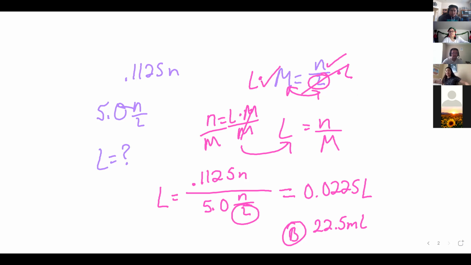Oh, I see a chat. Can we review redox? Ooh, yes. I feel like a good example would be one of the challenge problems, the one that had two reducing agents and two oxidizing agents, I think, or just one of the other. I can't remember which one.